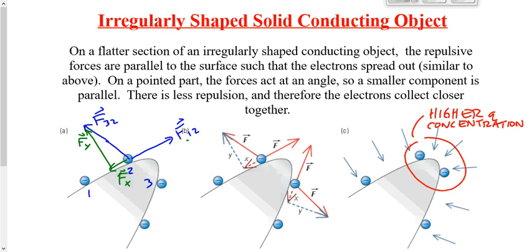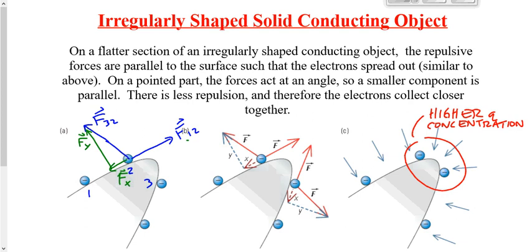So we've done 3 things so far. A uniform sphere: charges go to the outside and are evenly distributed. Uniform flat: charges go to the outside and are evenly distributed. Non-uniform, pointy: charges go to the outside and are not evenly distributed. They're more tightly concentrated at the pointy part.